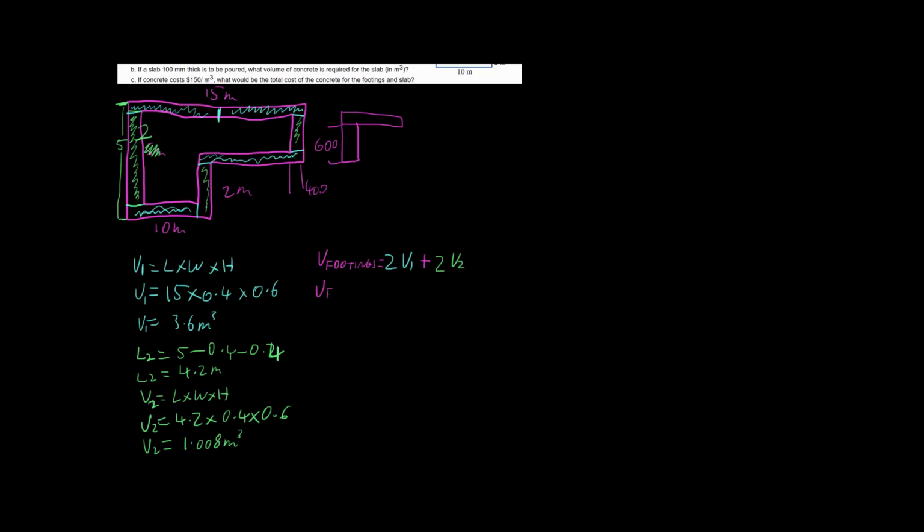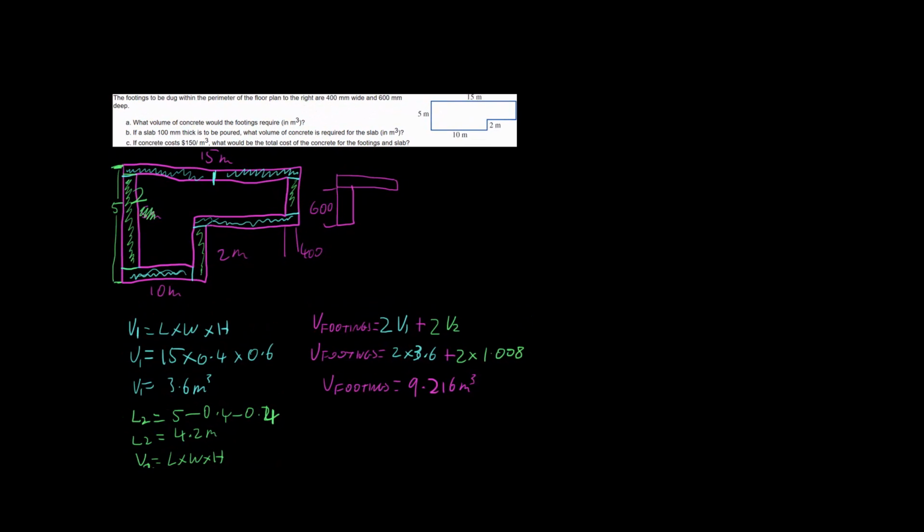So the volume of our footings is going to be 2 lots of 3.6, so 2 times 3.6, and 2 lots of the second section, which is 1.008. And then if we add those up, we will get our volume of our footings to be 9.216 meters cubed. So that's how much concrete is required just for the footings.